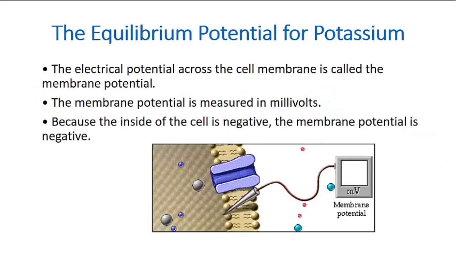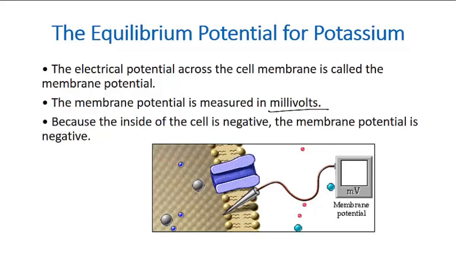Now if you look at the equilibrium potential of the potassium, what will we see? That this electrical potential across the cell membrane is called the membrane potential. That is what is known as the membrane potential. That keeps the membrane in a specific shape. The membrane potential is measured in millivolts. It's a simple voltage, so we'll measure it in millivolts.